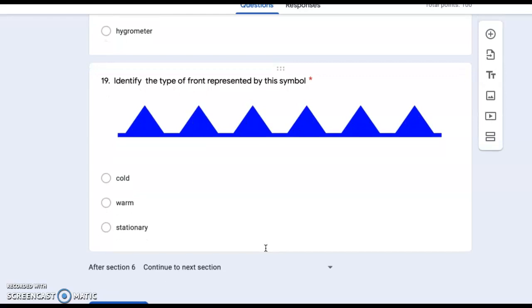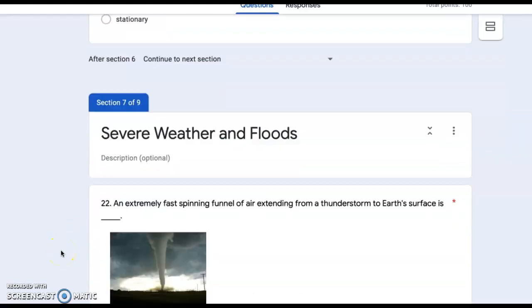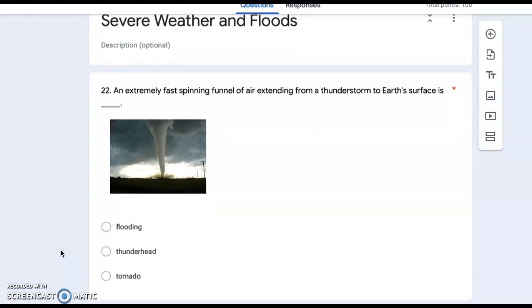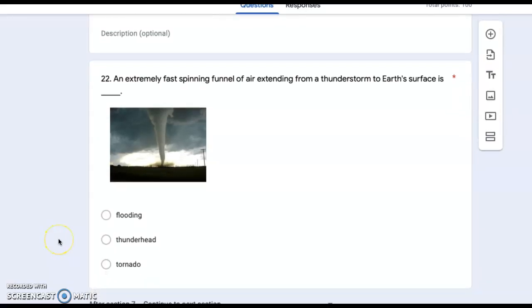Identify the type of front represented by this symbol: cold, warm, or stationary. Severe weather and floods. An extremely fast spinning funnel of air extending from a thunderstorm to Earth's surface is flooding, thunderhead, or tornado.